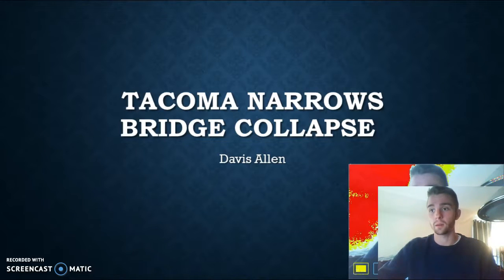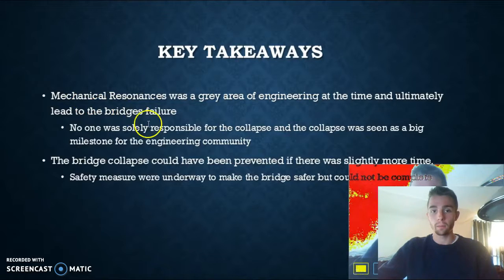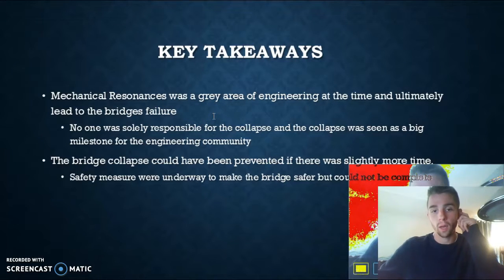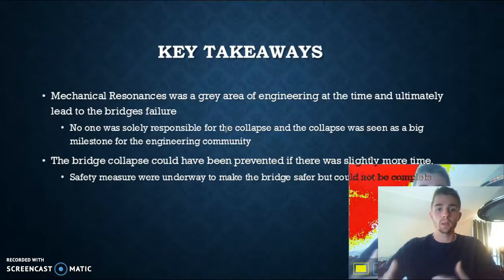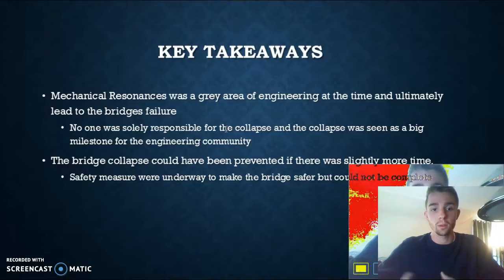oscillate dramatically. So some key takeaways: during the time period, mechanical resonance was a gray area, and it really hadn't been studied a whole lot. So no single entity was blamed for the collapse because no one really knew a whole lot about it, and it really advanced the engineering community as a whole. It was kind of seen as a positive thing. No one died besides a dog.